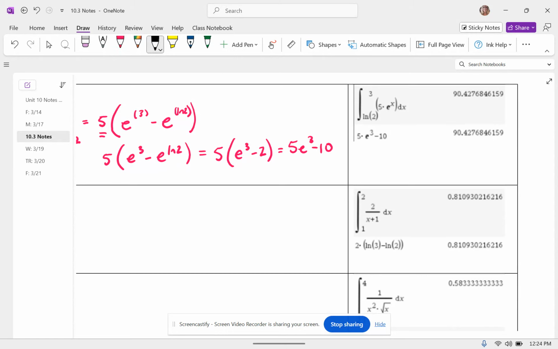Do you notice that there's no c? In fact, this is equivalent.